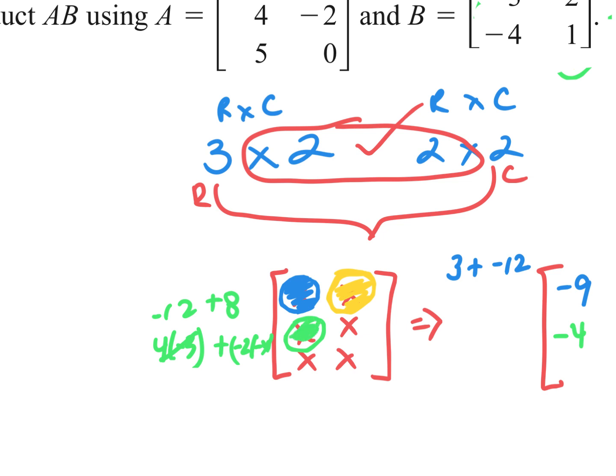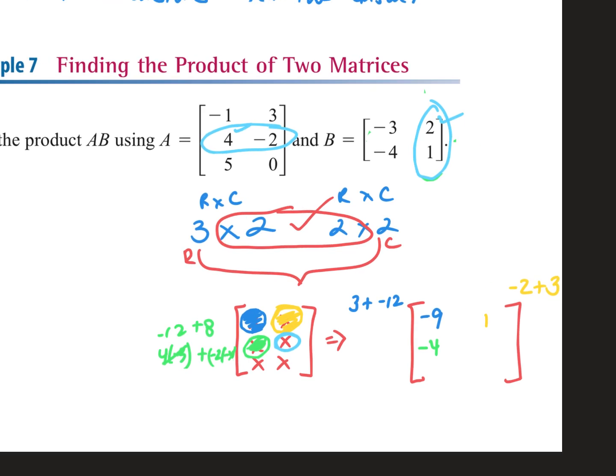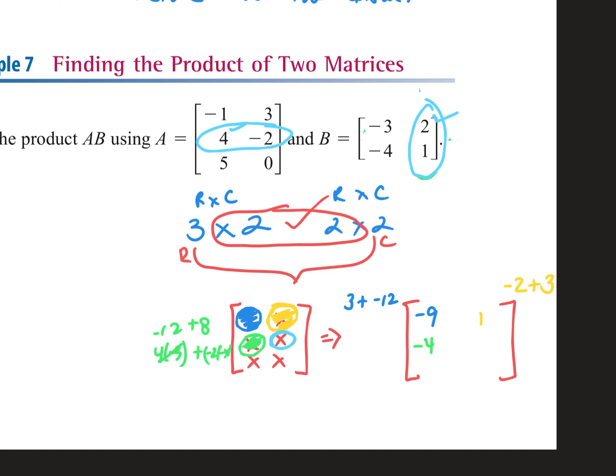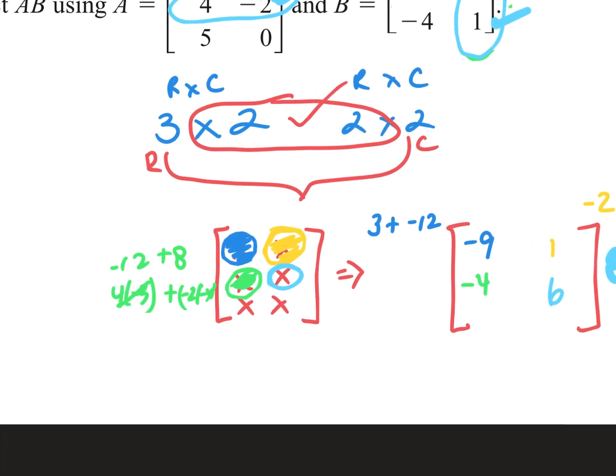AJ, you're doing this one. I want to find that X that I have circled in blue. Where is that located? What row? Second row, and what column is that in? The second column. So look, this 4 times this 2, first times first, is what? 8, plus second times second. What's negative 2 times 1? Okay, so what's 8 plus negative 2? That's it.